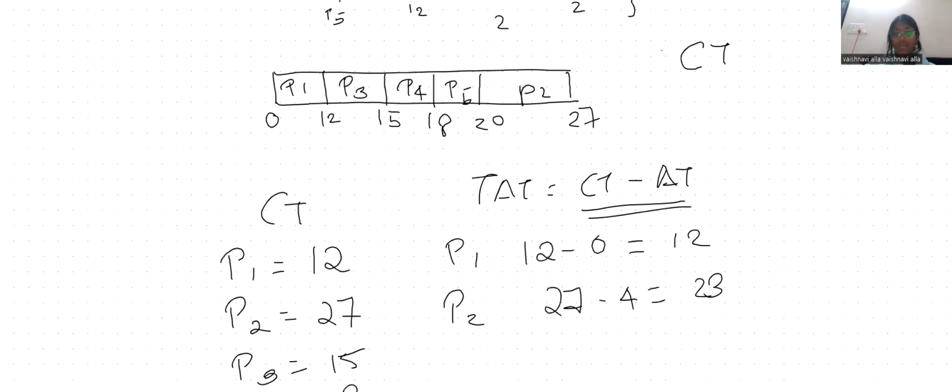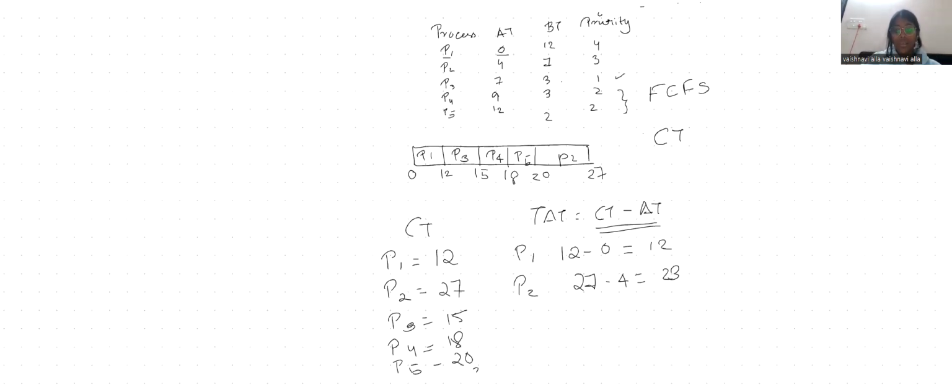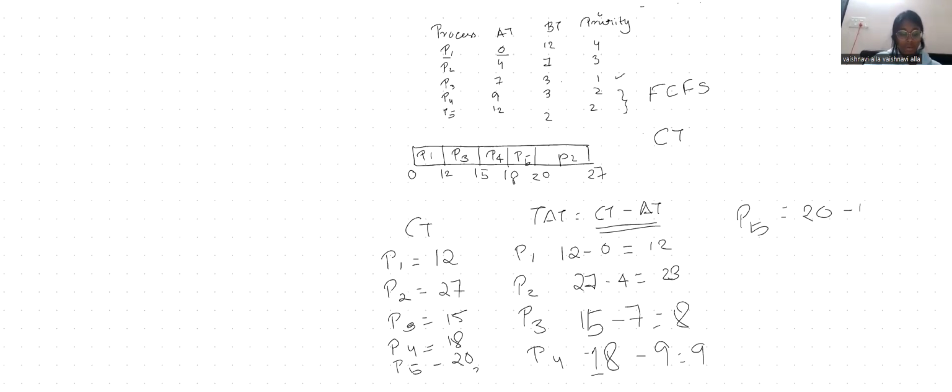And let's get a better view. So for P3, we have 15 minus 7, which is 8. P4, we have 18 minus 9, which is 9. And P5, we have 20 minus 12, which is 8. So thereby, we have figured out our completion time and turnaround time. Now, we are left with waiting time.